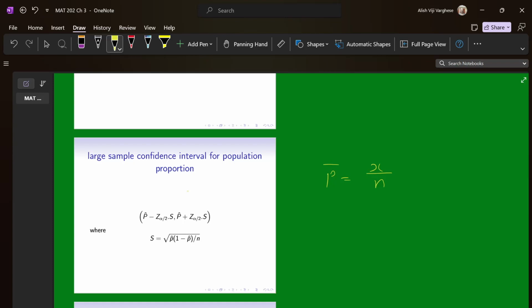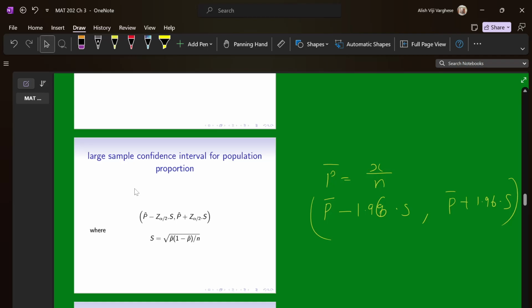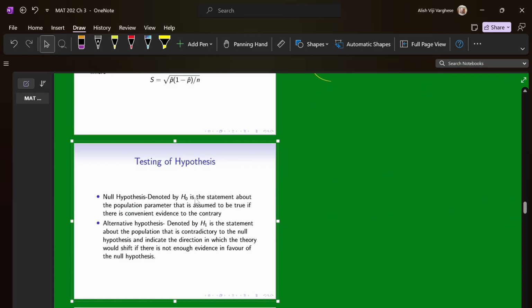If we calculate this ratio from a particular sample, then the population proportion belongs to this particular interval, p hat minus 1.96 into s, comma, p hat plus 1.96 into s with a 95% confidence, where this s is given by square root of p hat into 1 minus p hat divided by n. Remember that n is also inside the square root sign. That is the confidence interval for the proportion.